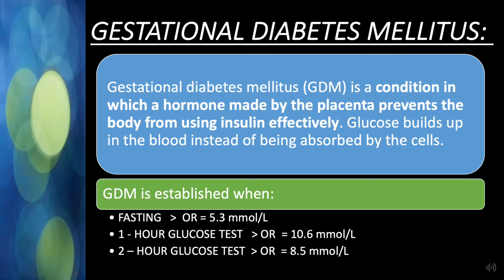Gestational diabetes mellitus is established when one of the following three glucose levels occurs in a pregnant female. First criteria, fasting more than or equal to 5.3 mmol/L. Second criteria, 1 hour glucose test more than or equal to 10.6 mmol/L. Third criteria, 2 hour glucose test more than or equal to 8.5 mmol/L.